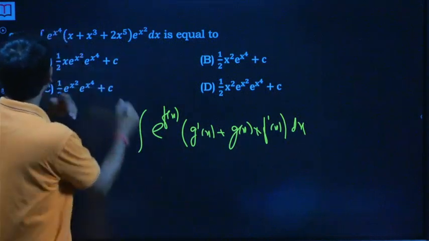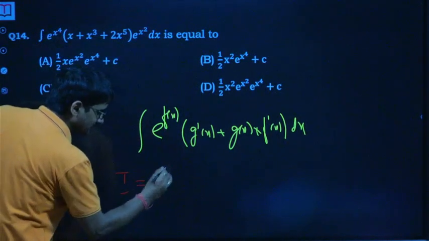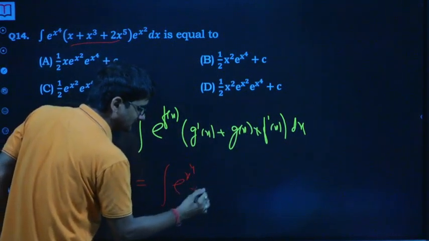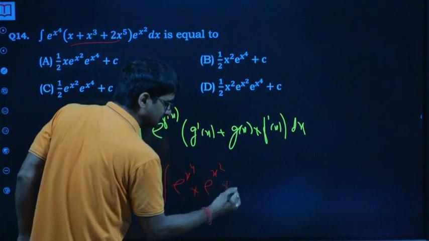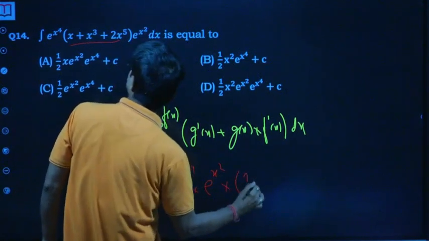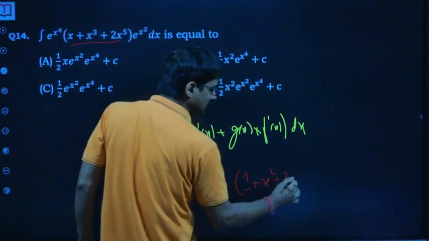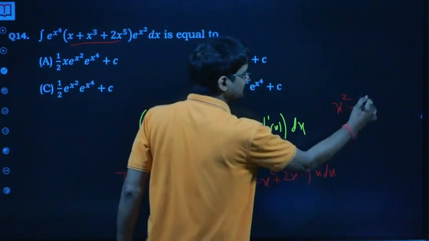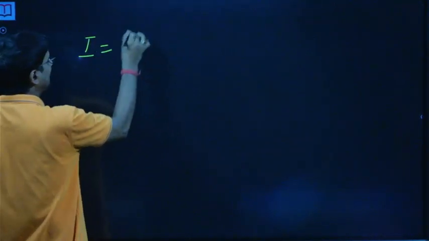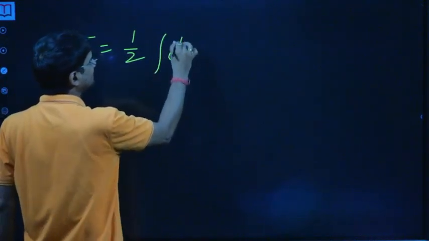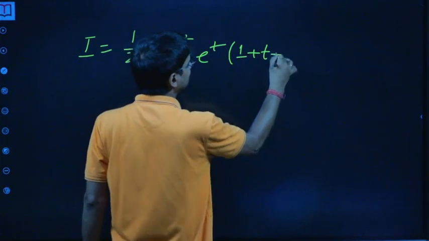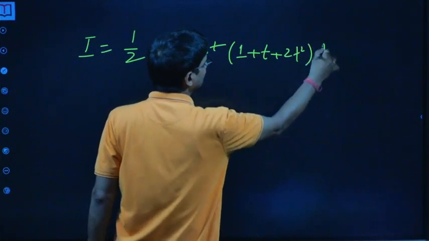How I took out, see, x is common from this term. So e raised to the power x^4 into e raised to the power x^2 into (1 + x^2 + 2 times x^4) x dx. So I started by replacing this by t. Then what I got here is half times e raised to the power t^2 into e raised to the power t (1 + t + 2t^2) dt.